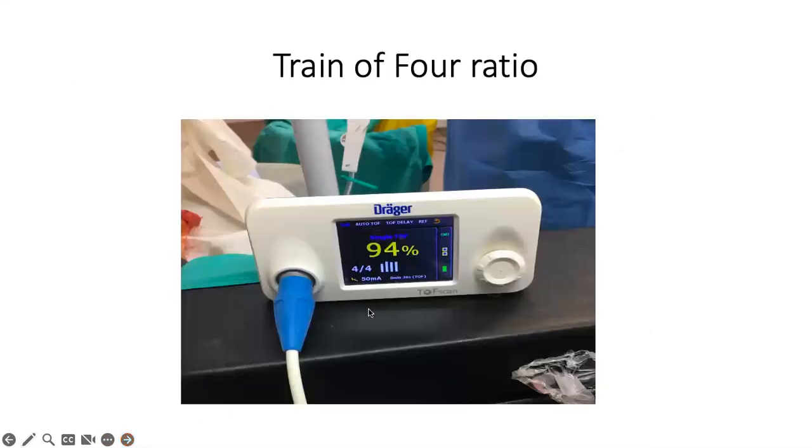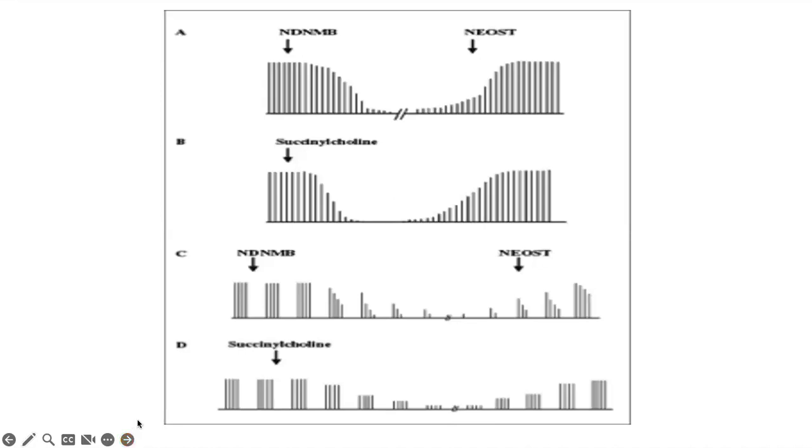So here's a video to show you. Oh no, this is not a video, it's just a picture. It's 94%, which tells you that the ratio of the 4th twitch to the 1st twitch is 94%. So in other words, this patient is reversible, and once you've reversed, you can extubate this patient. Obviously, bearing in mind other factors as well, that you've done every other thing, the patient is stable, the surgery is over, it's a controlled environment, you're ready to extubate the patient, and you've gone through your checklist.